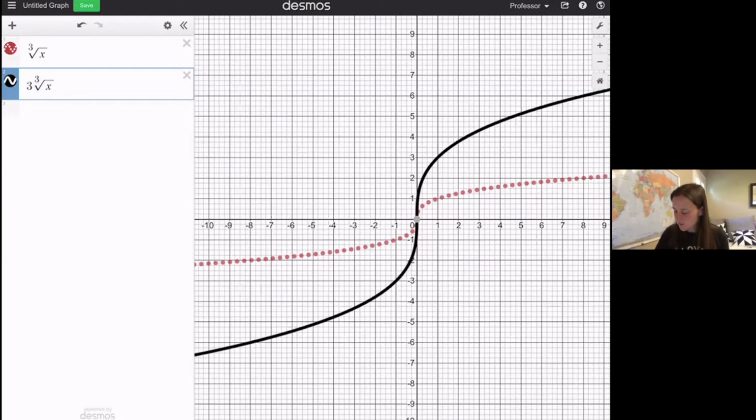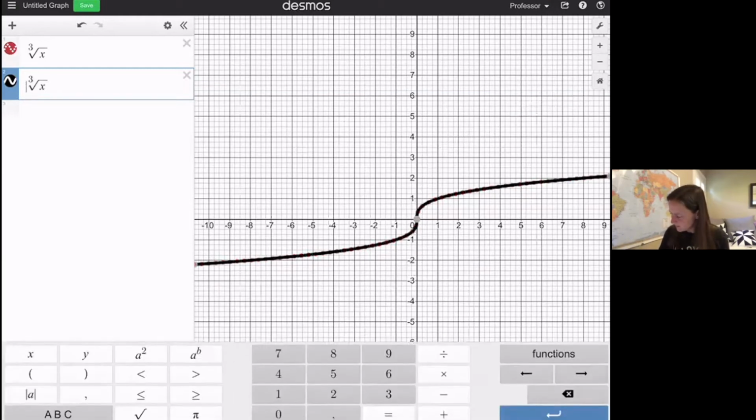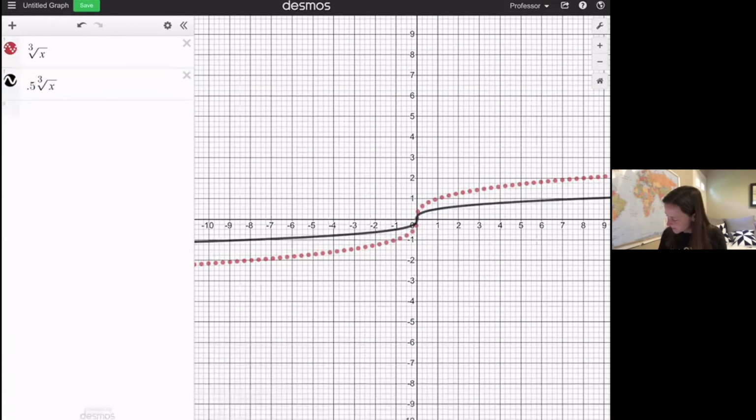All right, so I'm going to go over here and get rid of the 3. Now let's multiply by something smaller than 1. So let's take 0.5. Again, describing it vertically, we've taken those y coordinates and chopped them in half by multiplying by 0.5. So everything has gotten shorter. This is going to be a vertical shrink.